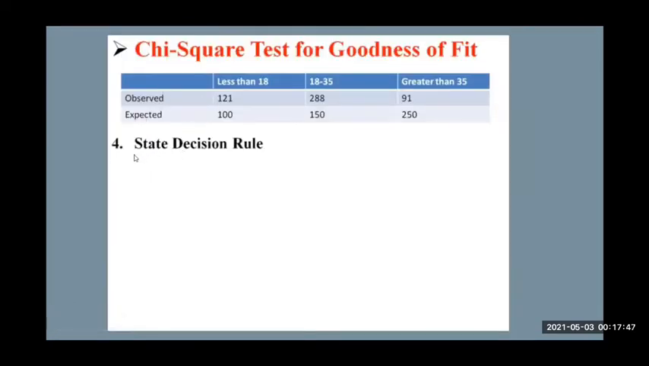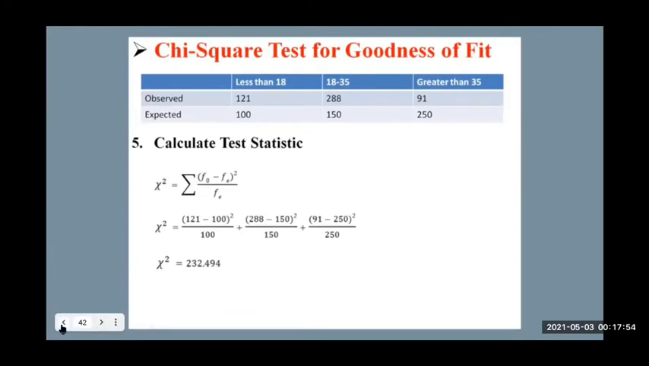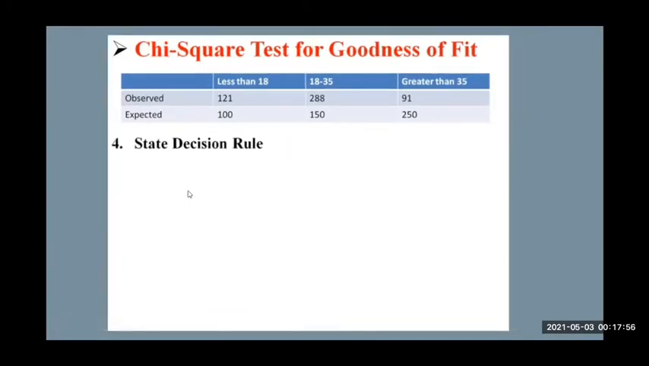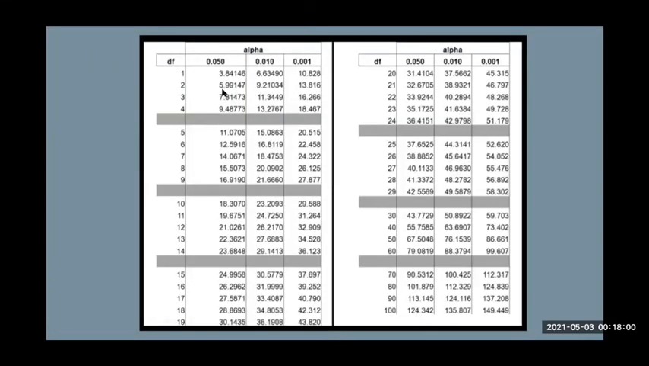So now we are going to state the decision rule for our step 4. The rule will be, if it is more than 5.99, then we will reject the null hypothesis. And if it is less than 5.99, then we are going to support our null hypothesis.